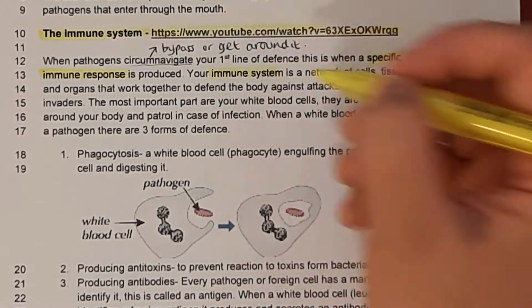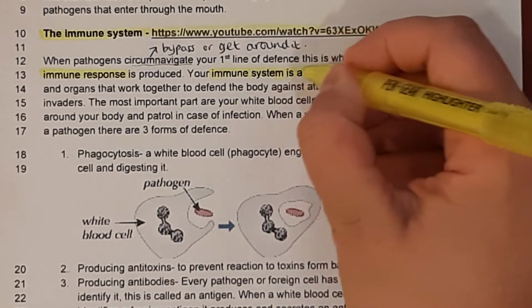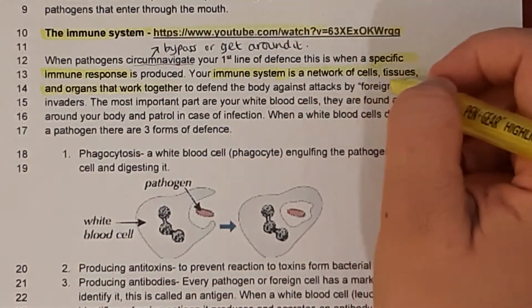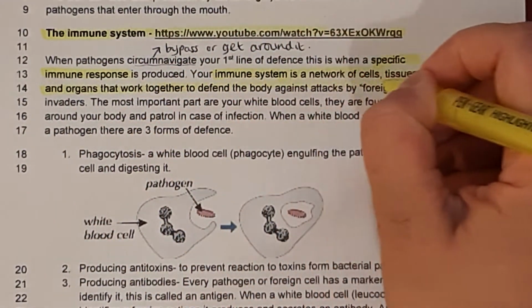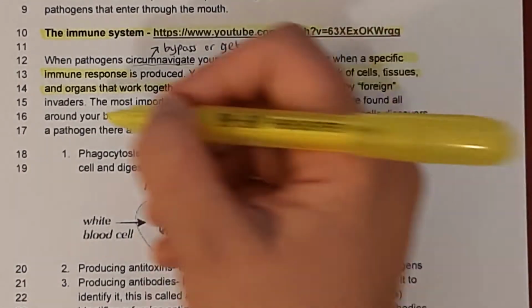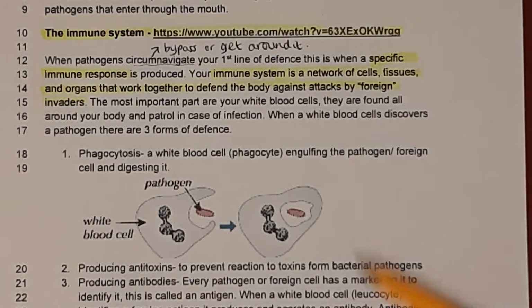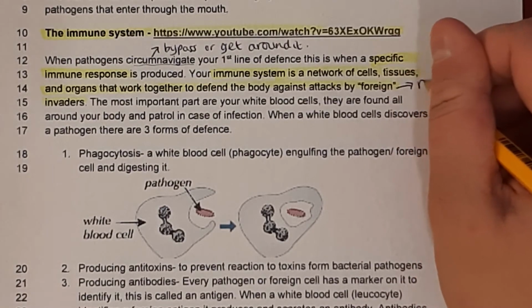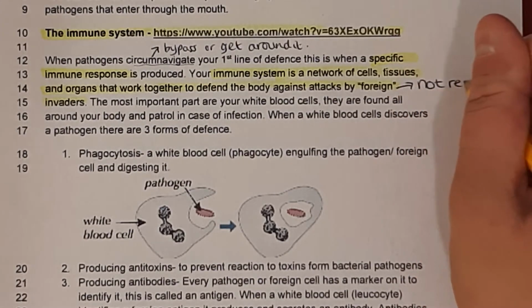Okay, so our immune system is a network of cells, tissues, and organs that work together to defend the body against attacks by foreign invaders. And when we say foreign, we mean things that are not your body. So foreign meaning not recognised as part of your body.